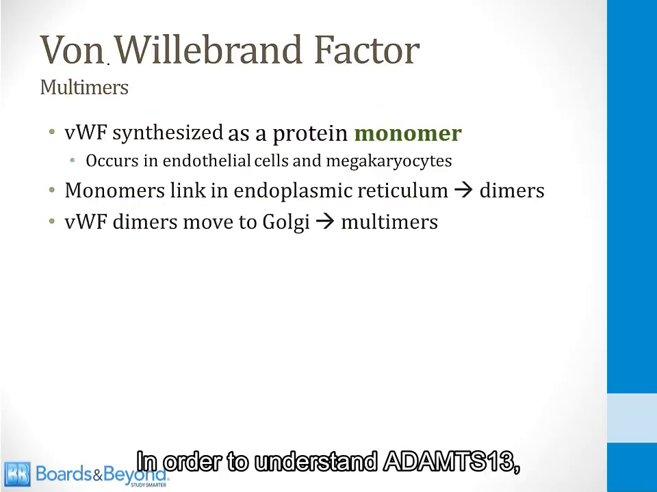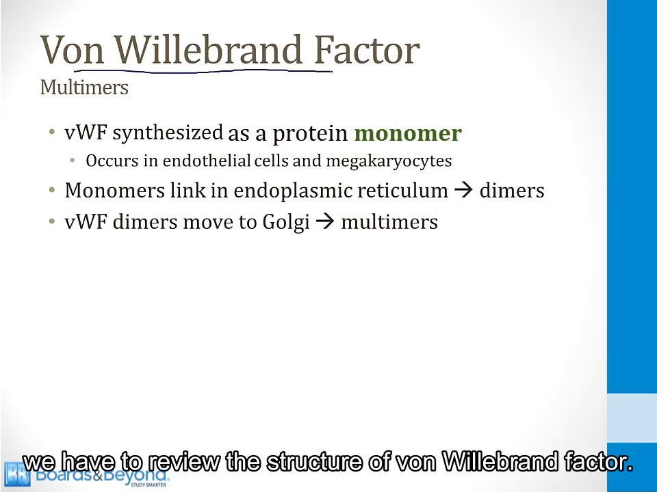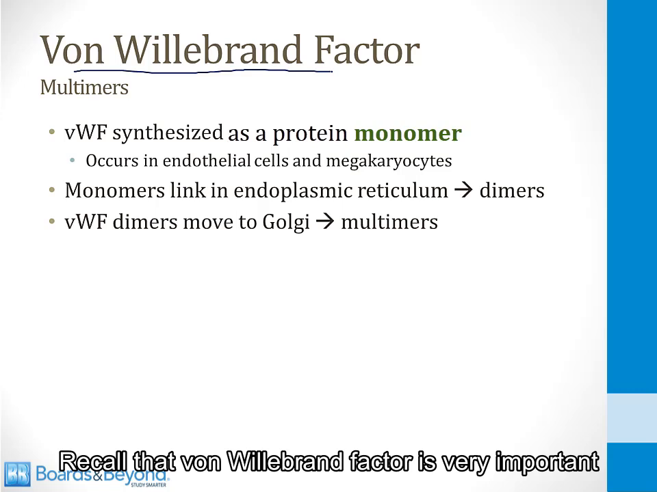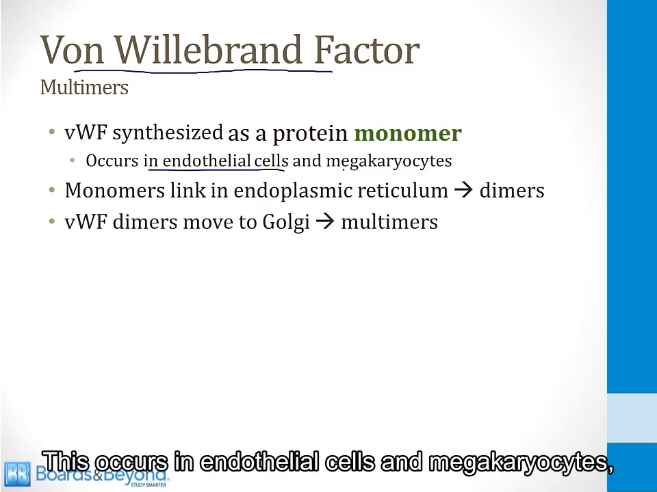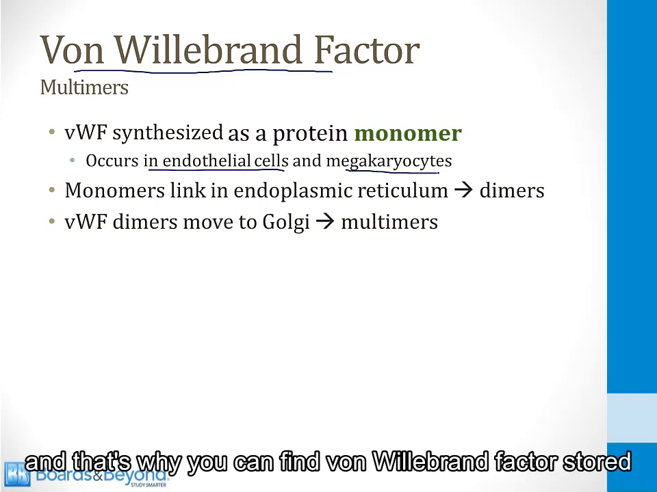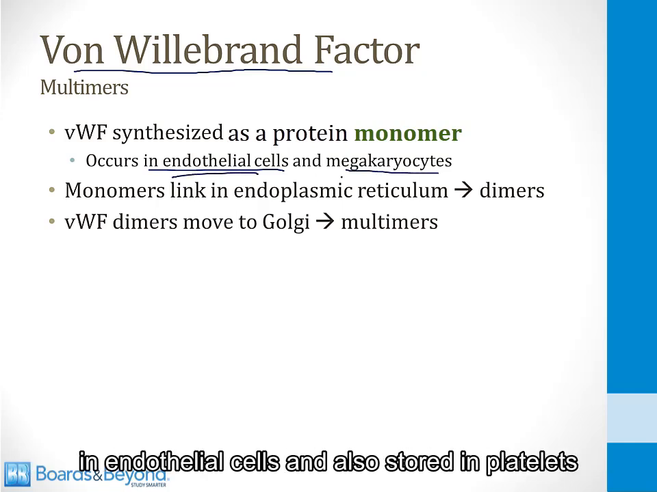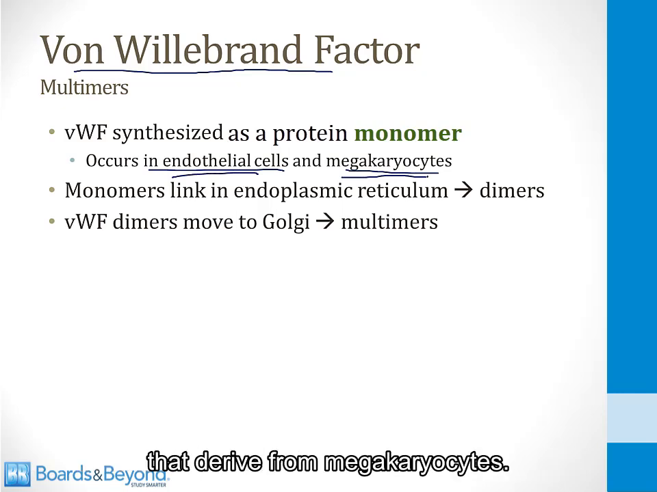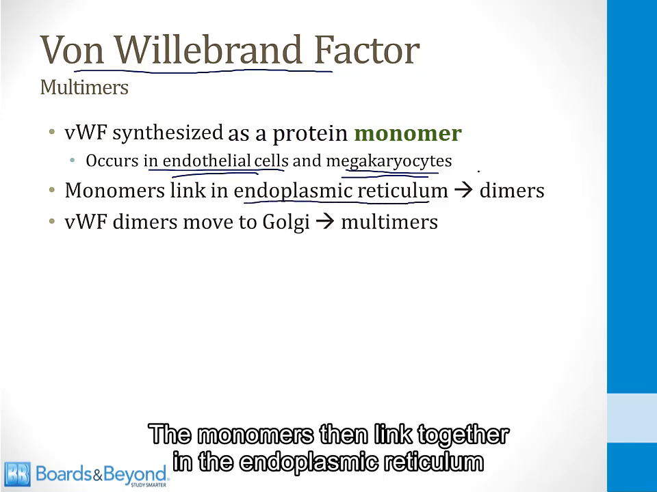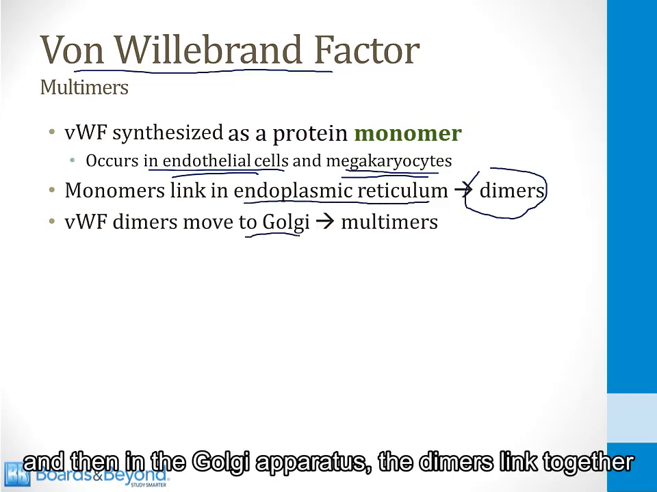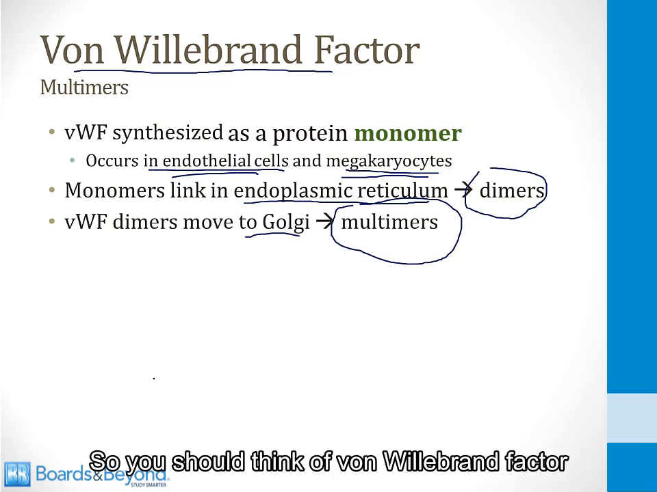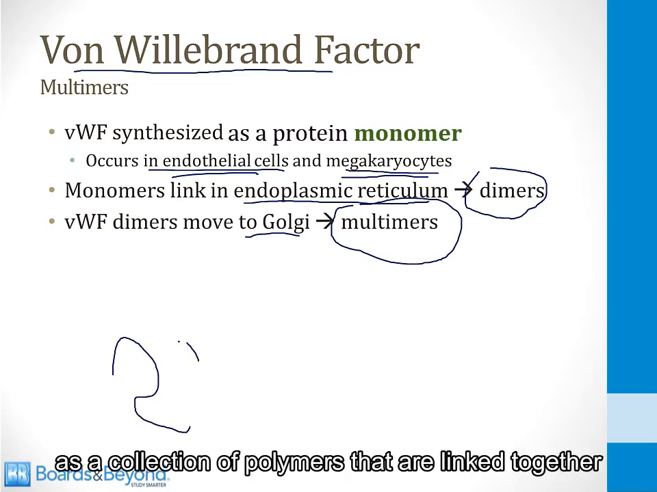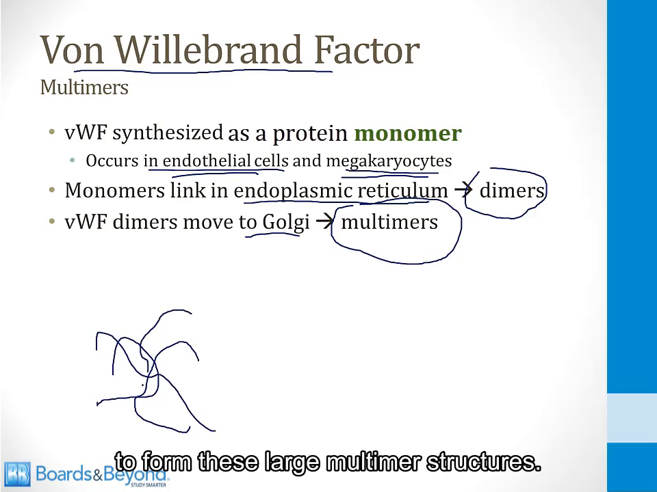In order to understand ADAMTS13, we have to review the structure of von Willebrand factor. Recall that von Willebrand factor is very important for normal platelet hemostasis, and von Willebrand factor is a protein. It's synthesized as a monomer. This occurs in endothelial cells and megakaryocytes, and that's why you can find von Willebrand factor stored in endothelial cells and also stored in platelets that derive from megakaryocytes. The monomers then link together in the endoplasmic reticulum, and they become dimers, and then in the Golgi apparatus, the dimers link together and form large structures called multimers. So you should think of von Willebrand factor as a collection of polymers that are linked together to form these large multimer structures.